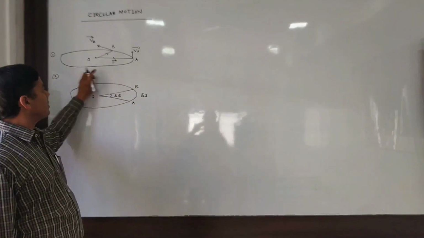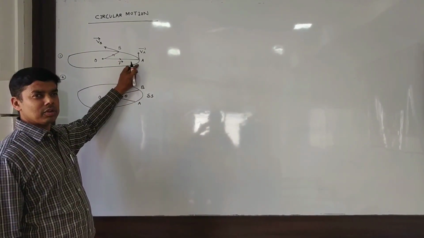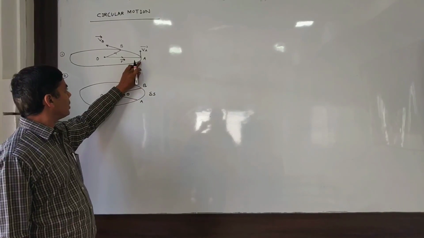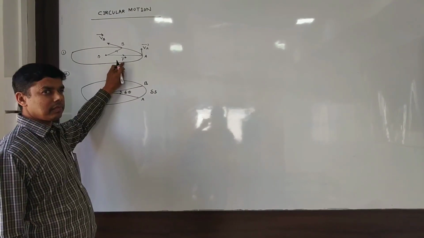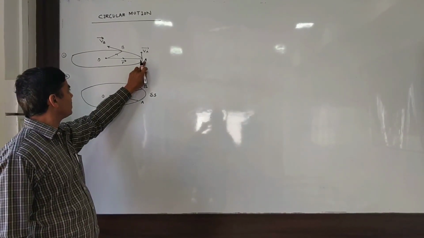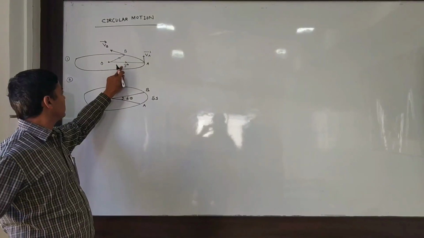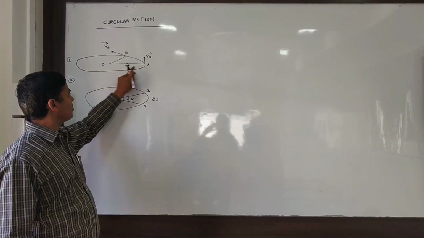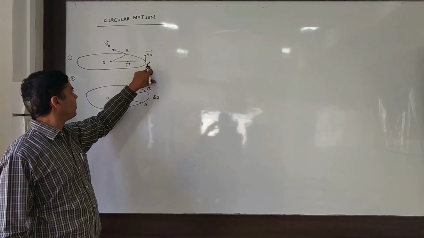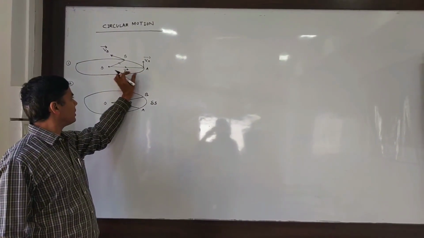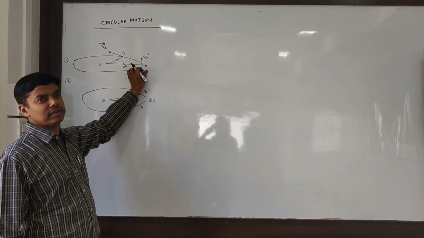Motion of an object along the circumference of a circle is called circular motion. Whenever an object performs circular motion, the position of the particle is represented by the radius vector. The radius vector is the vector drawn from the center of the circle to the position of the particle, and it represents the position of the particle on the circumference.